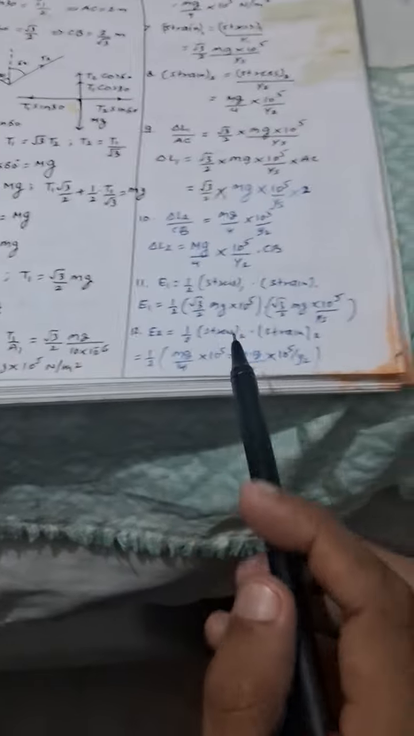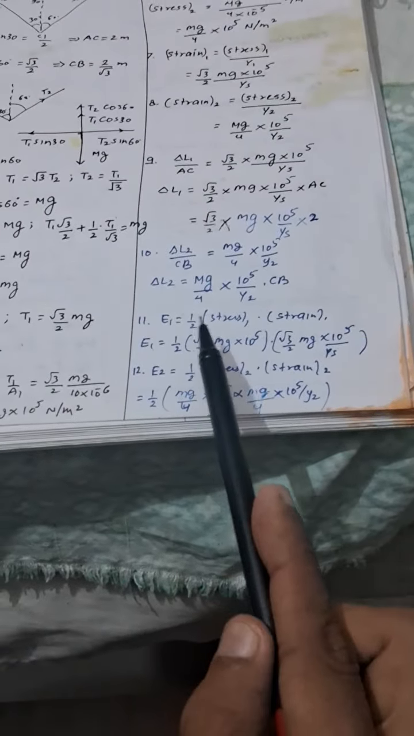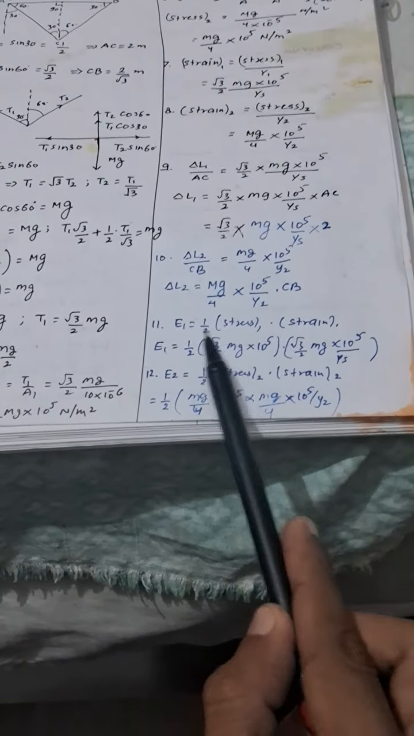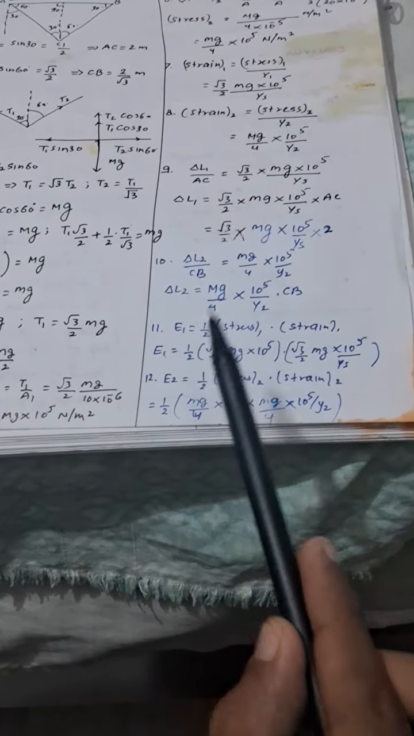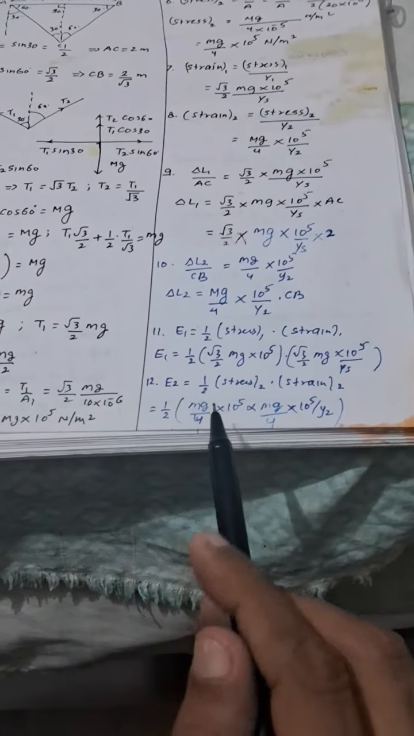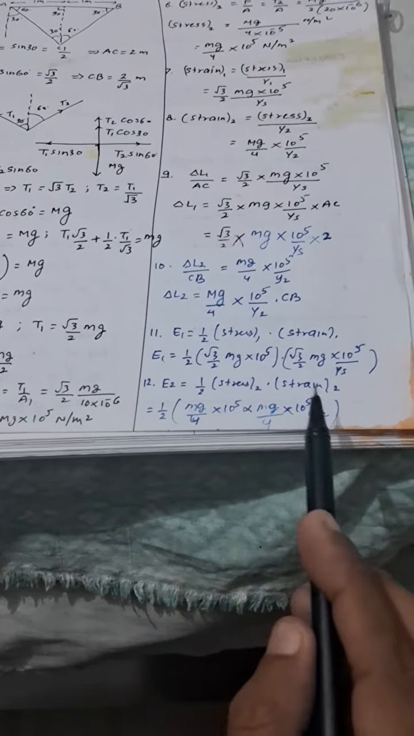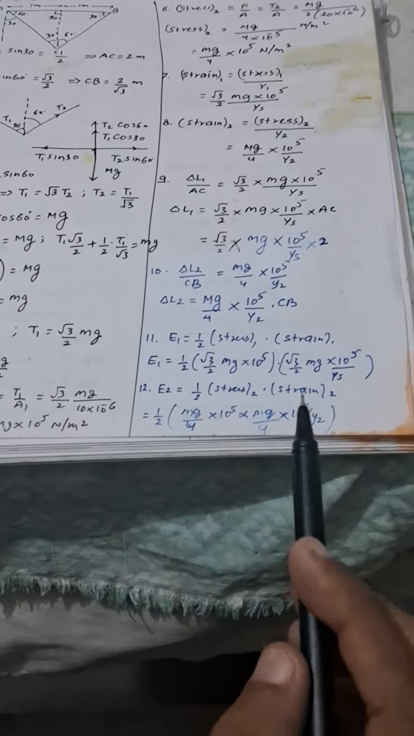Then we need to find elastic potential energy density in the first wire. We know that elastic potential energy density is half into stress into strain. Substituting the values, we get this as the elastic potential energy density in wire 1. Similarly for wire 2, the energy density is half into stress into strain. After substituting the values, we get this as the energy density in the second wire.